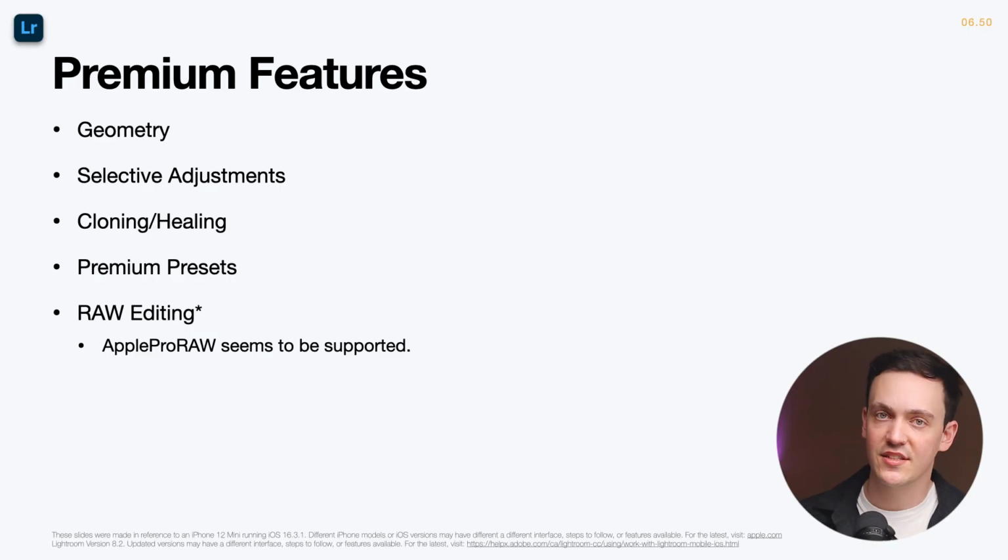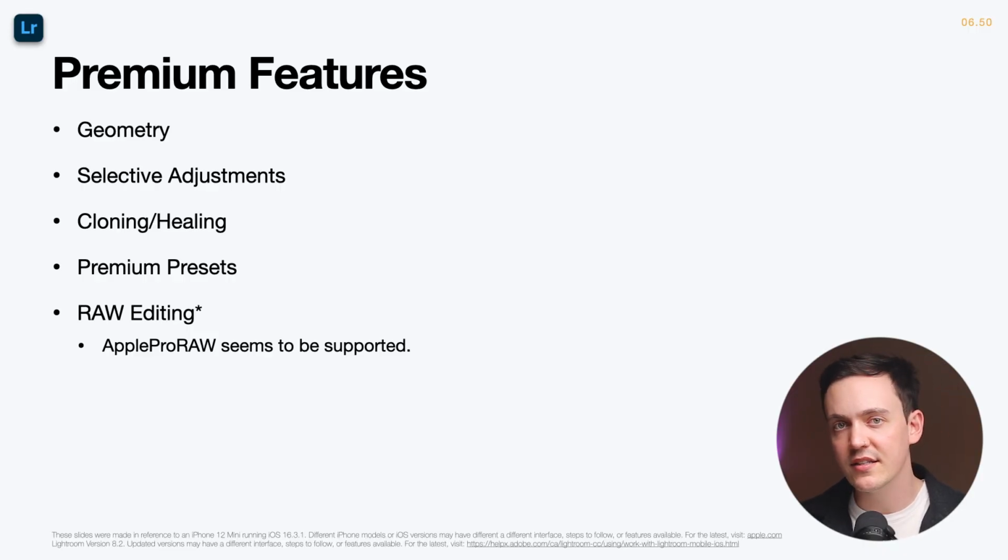I put an asterisk next to raw editing because according to Adobe, the free version of Lightroom Mobile doesn't allow you to edit RAW files. However, Apple ProRAW seems to open up fine in the free version of Lightroom Mobile. The free Lightroom camera also allows you to shoot in DNG and then edit those files. So I think this limitation is more so talking about RAW files that come from much larger format cameras.